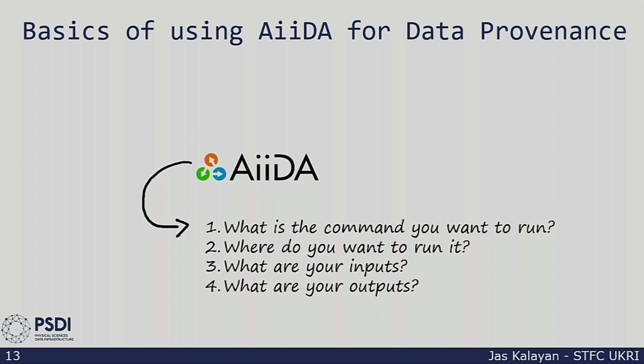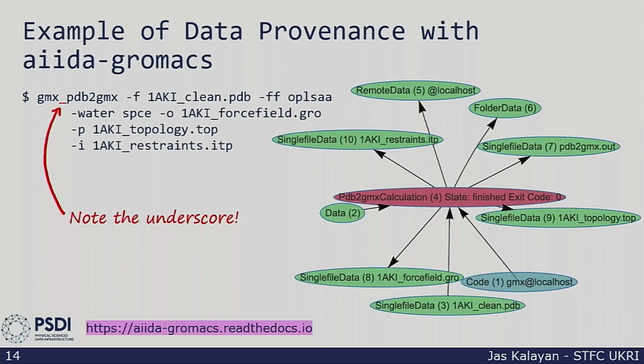So a little bit of the basics about how AiiDA works for data provenance. I think if you can provide these 4 pieces of information to AiiDA, you should be able to track the provenance of any command. And these 4 things are: what is the command that you want to run? Where do you want to run it? What are your inputs for that command? And what are your outputs? If you can provide this, I think AiiDA is a pretty good tool to use.